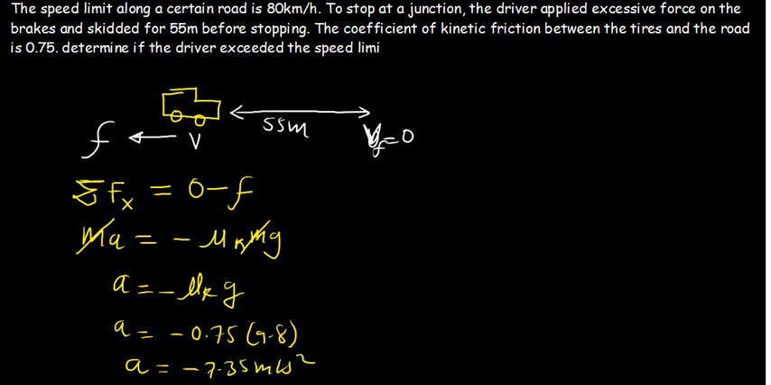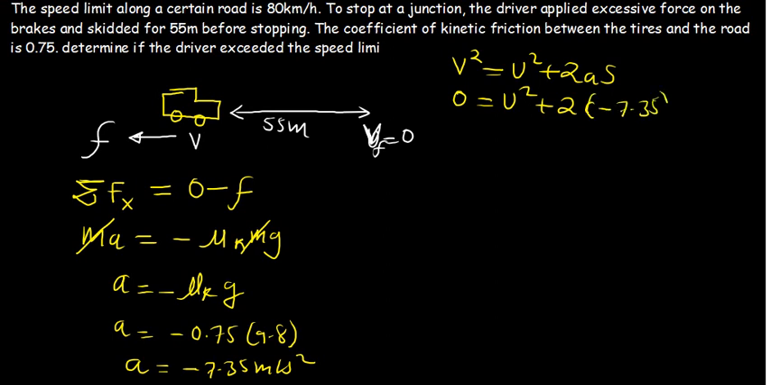The reason why it's negative is because the vehicle is going to a stop. That means it is now going to be a deceleration. To find the initial speed, since we now know the acceleration, the final speed and also the distance, we can say final velocity squared is given by initial velocity squared plus 2as. Final is 0. Initial is what we want, plus 2 times the acceleration, negative 7.35, and then s, which is the distance covered here, 55 meters.